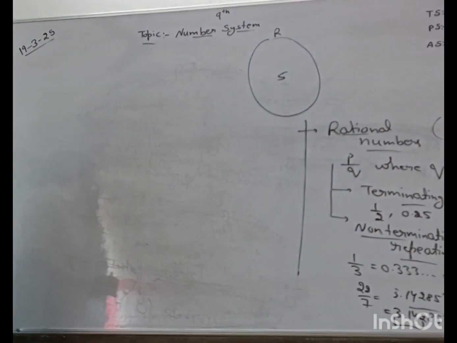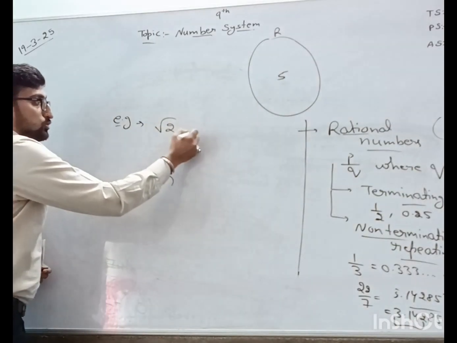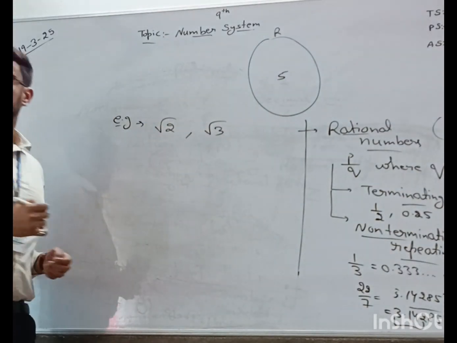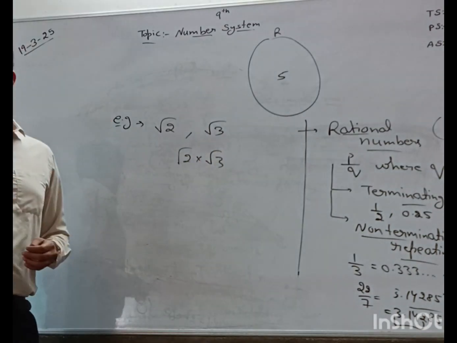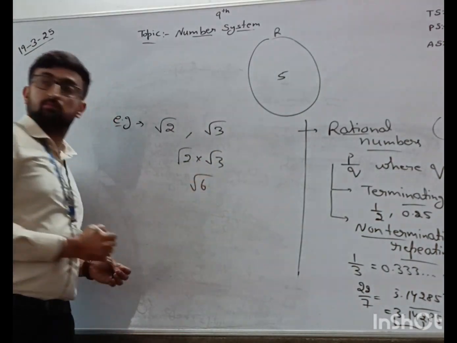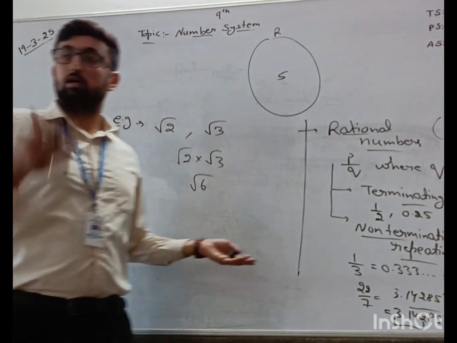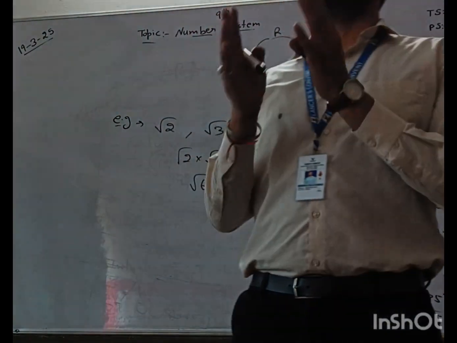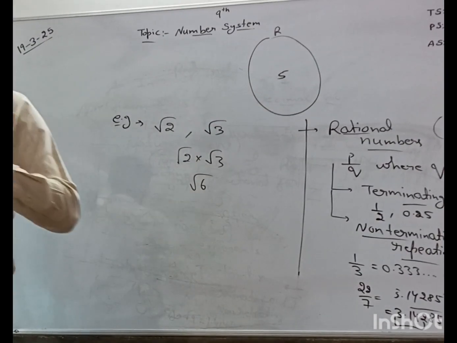Why is the product of two irrational numbers irrational? Suppose we have two irrational numbers, root 2 and root 3. When I multiply these two irrational numbers, it becomes root 6, and root 6 is again an irrational number. So we can conclude that the product of two irrational numbers is an irrational number. Now let us take one question from our NCERT.